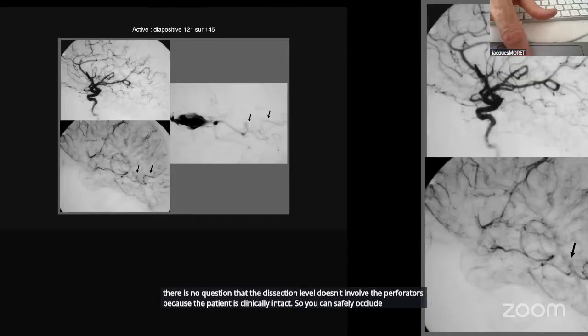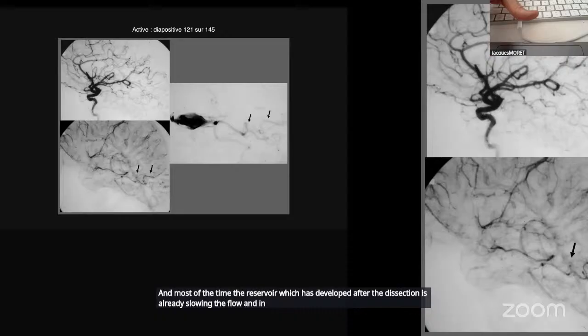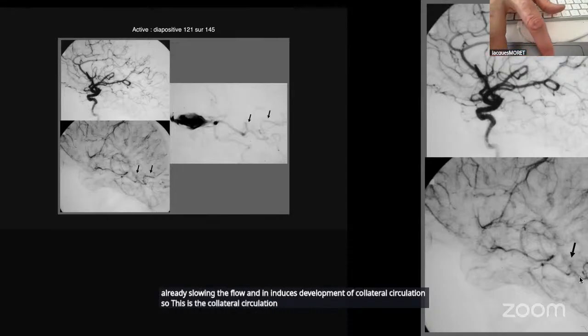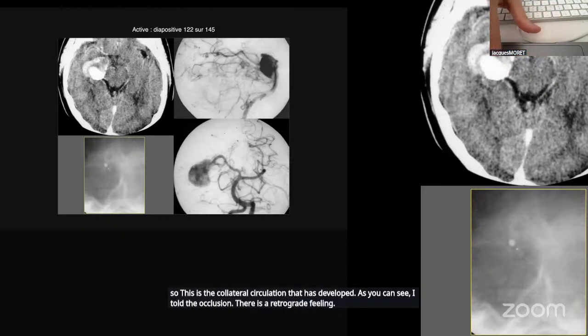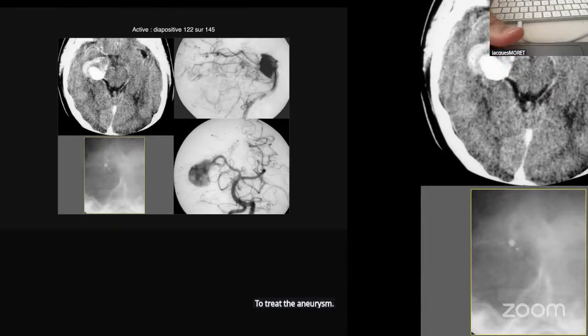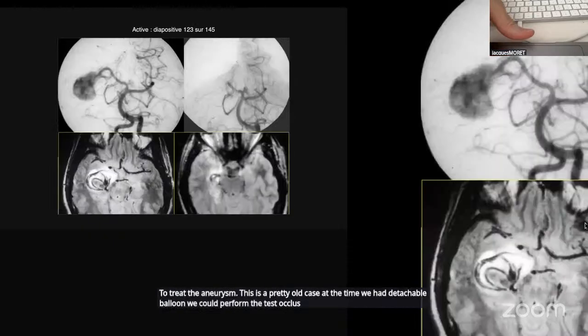And most of the time, the reservoir, which has developed after the dissection, is already slowing the flow and induces development of a collateral circulation. So this is the collateral circulation that has developed. As you can see after the occlusion, there is a retrograde filling. It's an extremely good way to treat the aneurysm. This is a pretty old case. At the time we had a detachable balloon, we could perform the test occlusion with the detachable balloon and detach the balloon when the test occlusion was fine.